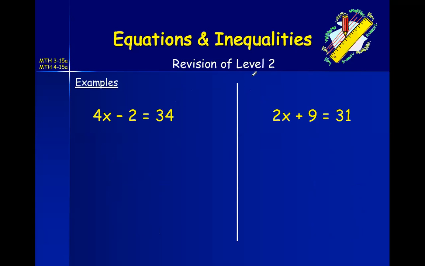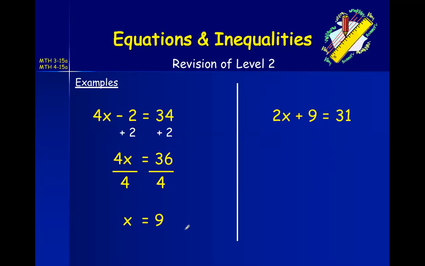Now, at level 2, we make it a bit harder. We put a number on the other side, but we use the same method. First of all, we get rid of the negative 2 by adding 2. Then that means we end up with 4x equals 36, and then we divide by 4 each side, and 36 divided by 4 is 9.